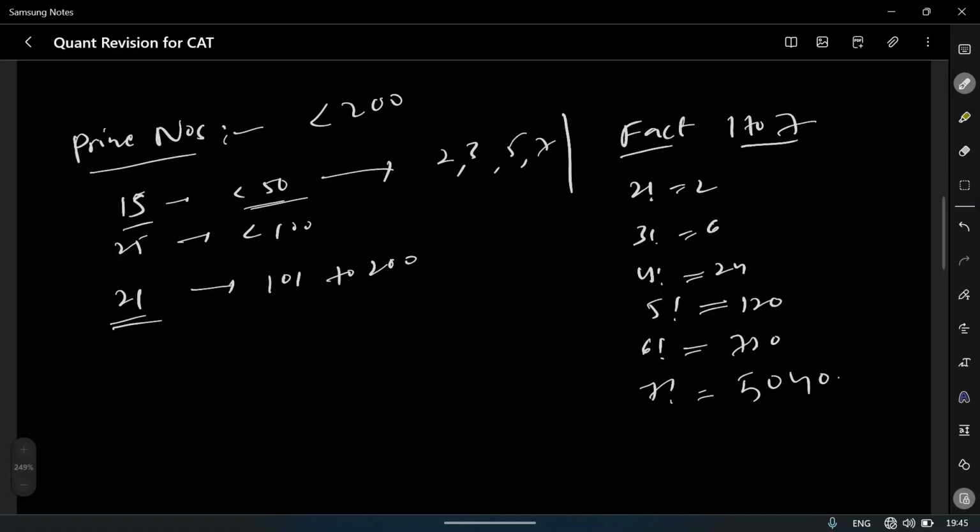After that, you have to remember the factorials from 1 to 7. So 2 factorial is 2, 3 factorial is 6, 4 factorial is 24, 5 factorial is 120, 6 factorial is 720, 7 factorial is 5040.